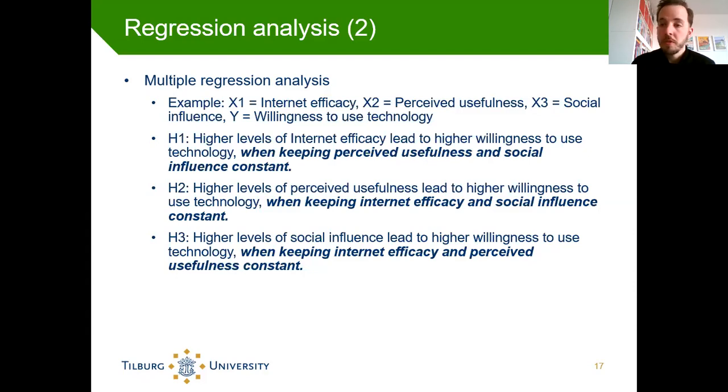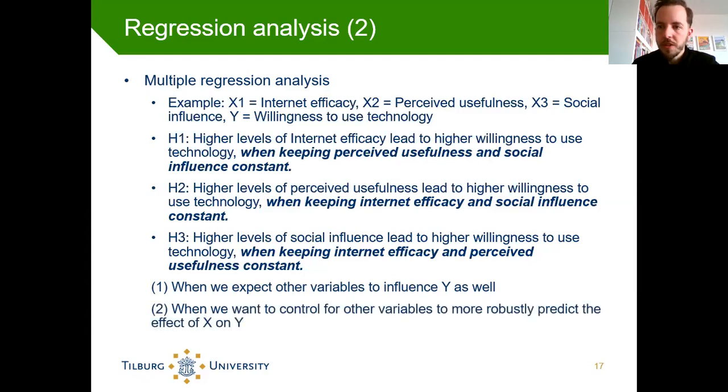When you use multiple regression analysis, you can test whether several variables influence a certain outcome measure, in this case Y, willingness to use technology. And you can control for different variables. Is there an effect of one variable when you keep the other variables in your model constant? Now this is the formula that you will get in those cases for multiple regression. It seems very complicated, but it's basically just an extension of what we had before.